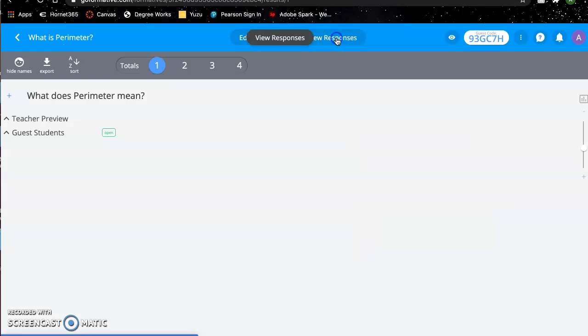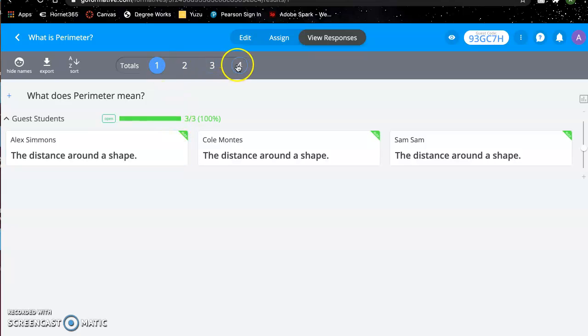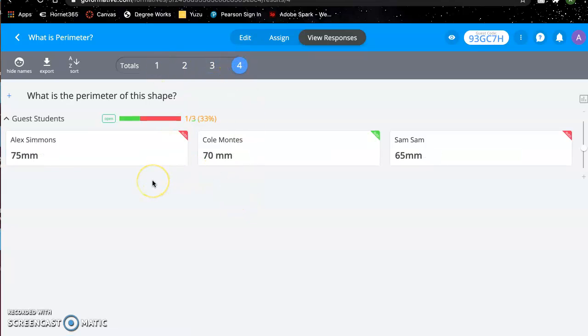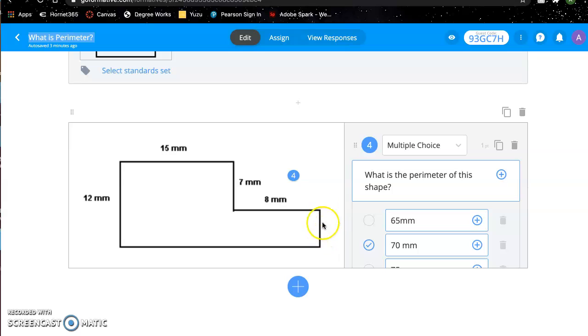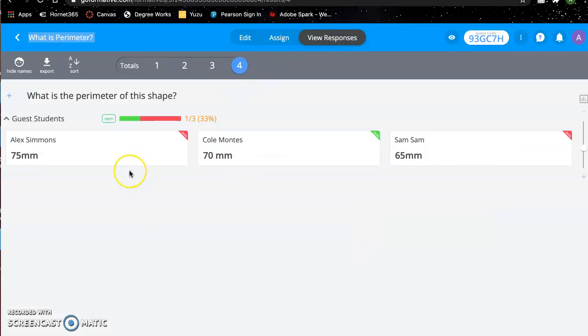Let's see what everyone said. Alright. Well, good job, Cole. 70 millimeters, yep. Sam and Alex, I'm gonna need you to go look back over that shape for me. Make sure you get this short little side. Might be easy to miss. But I'll need you to go back and look it over, try to figure out the right answer for me.